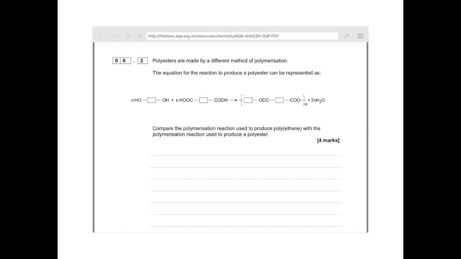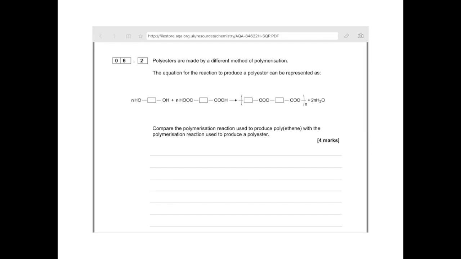And in addition, you've actually got a product which is water, whereas there was no extra product in the equation above. You literally had ethene being made into polyethene, whereas we've got 2 separate reactants and we've kind of got 2 separate products. Compare the polymerization reaction used to produce polyethene with the polymerization reaction used to produce polyester.